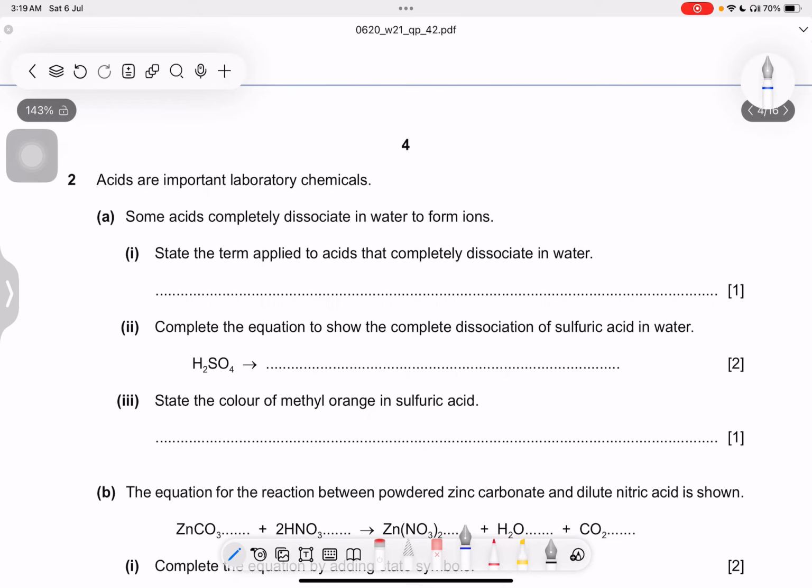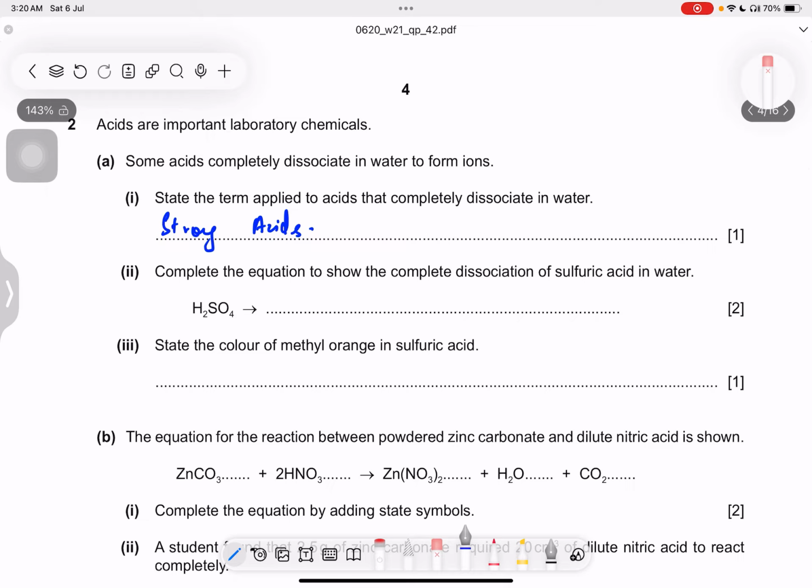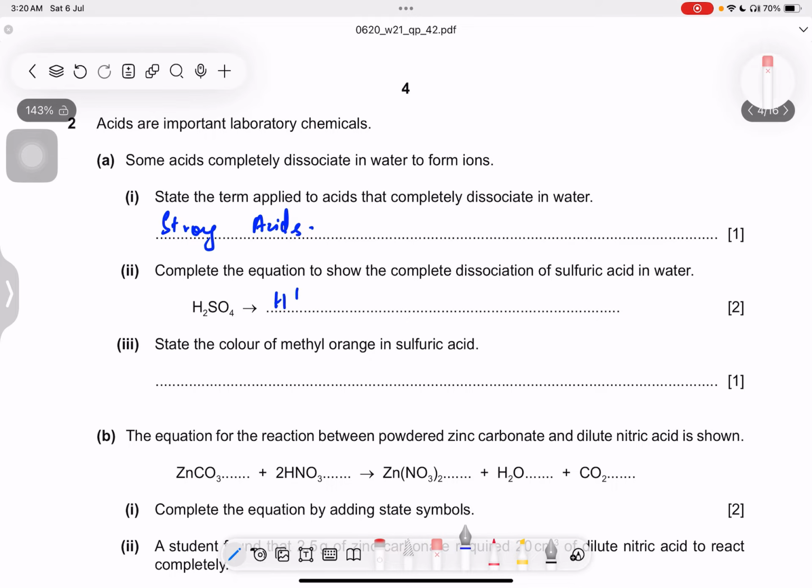Acids are important laboratory chemicals. Some acids completely dissociate in water to form ions. State the term applied to acids that completely dissociate in water. So these are strong acids, and they can also ask you what is meant by strong acids. So you have to write this definition. Complete the equation to show the complete dissociation of sulfuric acid in water. So the hydrogen ion should be dissociated, and the SO4 anion, which has a charge of 2 minus, should be dissociated. As for balancing, we have two hydrogens, so two hydrogen ions.